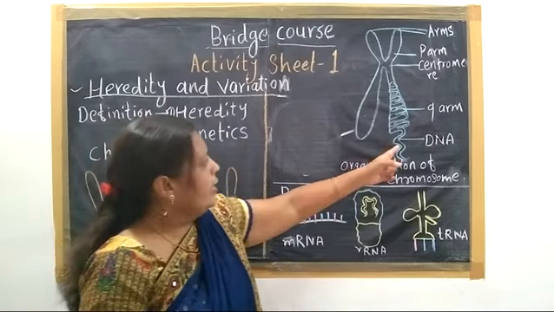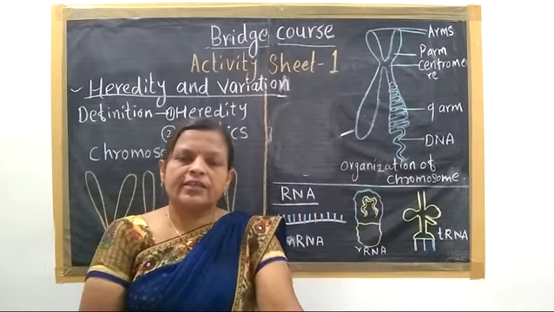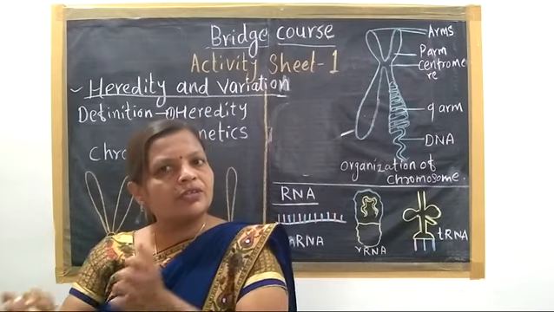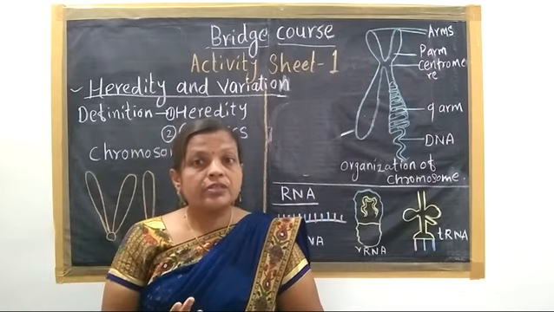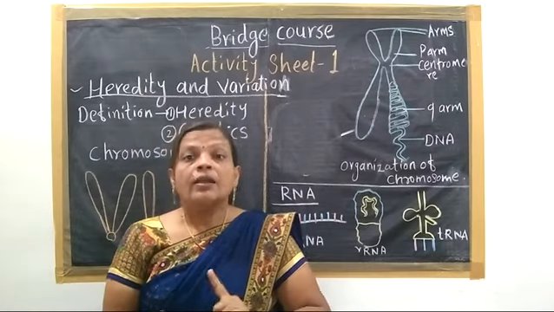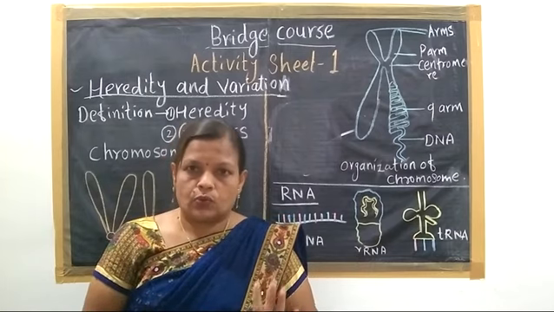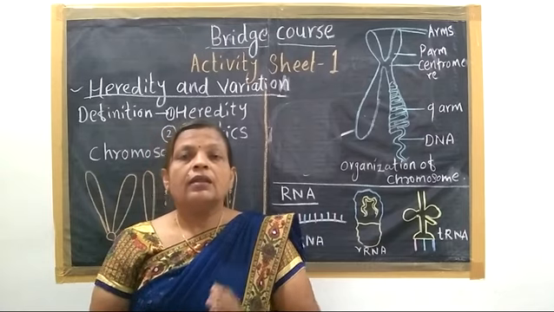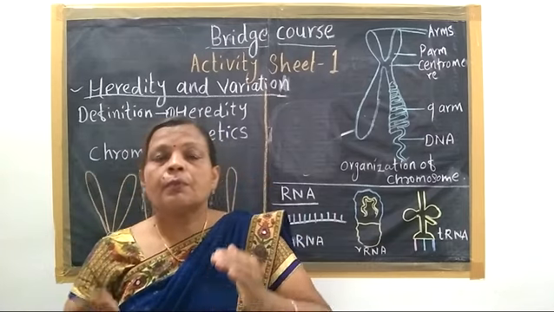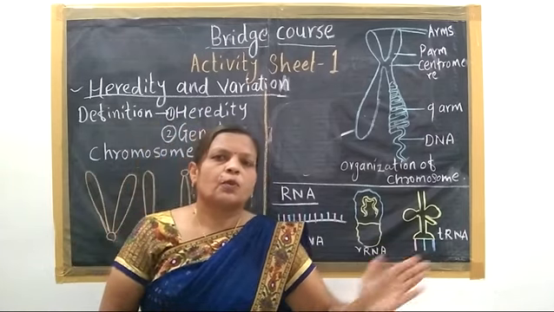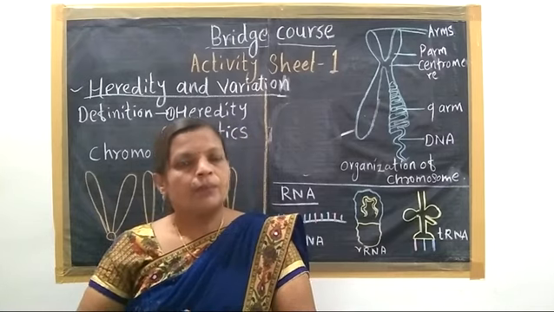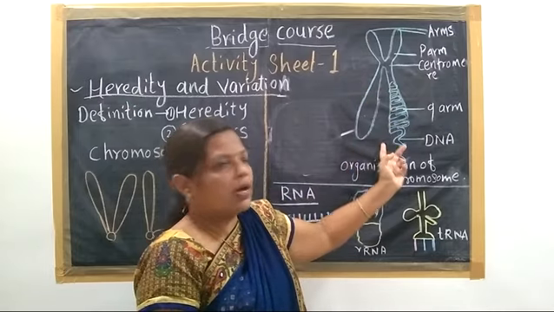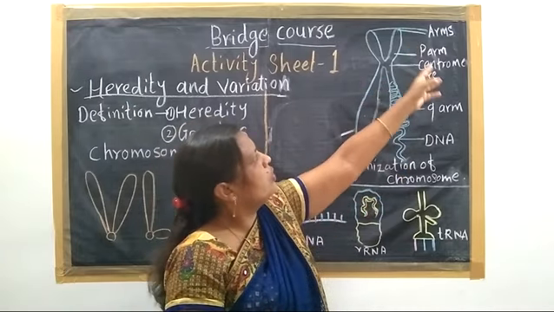And this DNA is responsible for the transmission of character. And how it is responsible, that we have to study in this year. That is, we have to study the central dogma, we have to study transcription, translation and translocation. Now what are these, transcription? These are processes, and these processes are responsible for the transfer of a character that we have to study in this year. So just remember here that a chromosome consists of two arms, P arm and Q arm, centromere, and DNA is present.